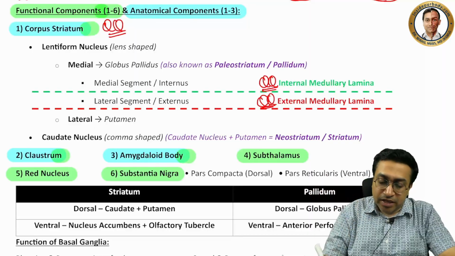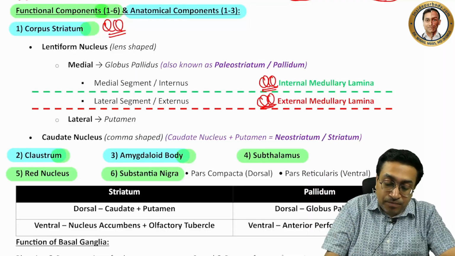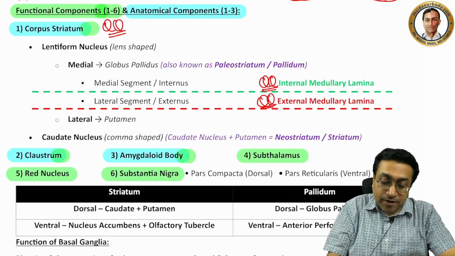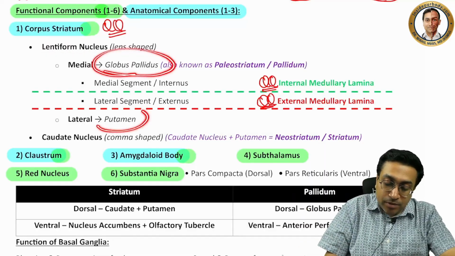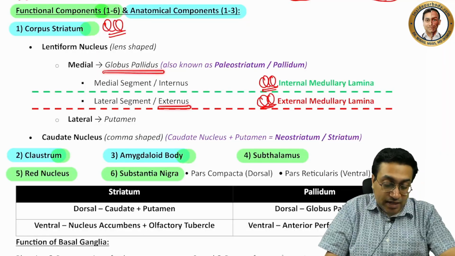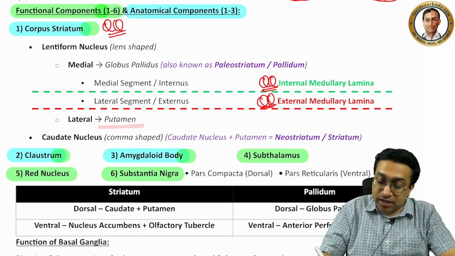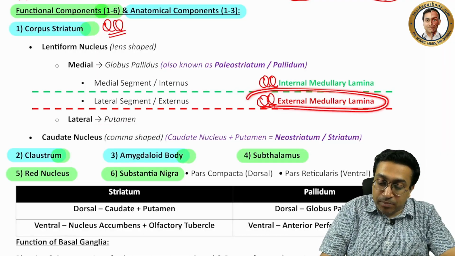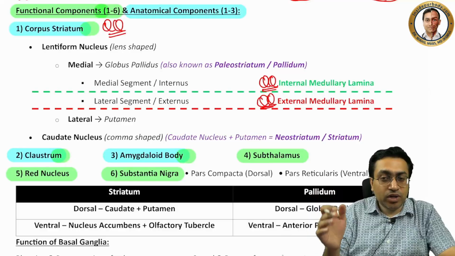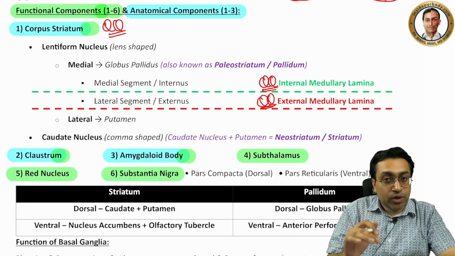Very simple. Now within the lentiform nucleus, I told you there are two parts, the Globus pallidus and the Putamen. So between the Globus pallidus externus and the Putamen, there is the external medullary lamina. Okay, again very simple. Again medullary lamina only, but external between the Putamen and GP.